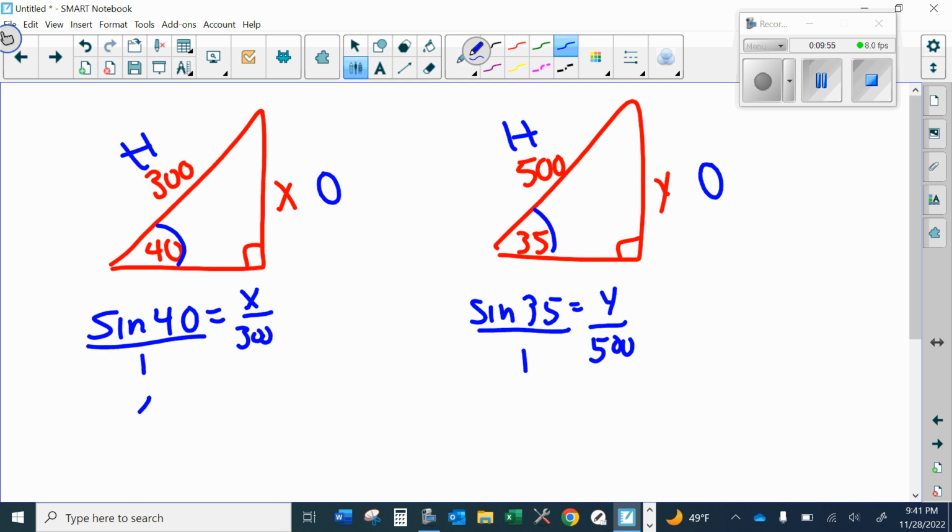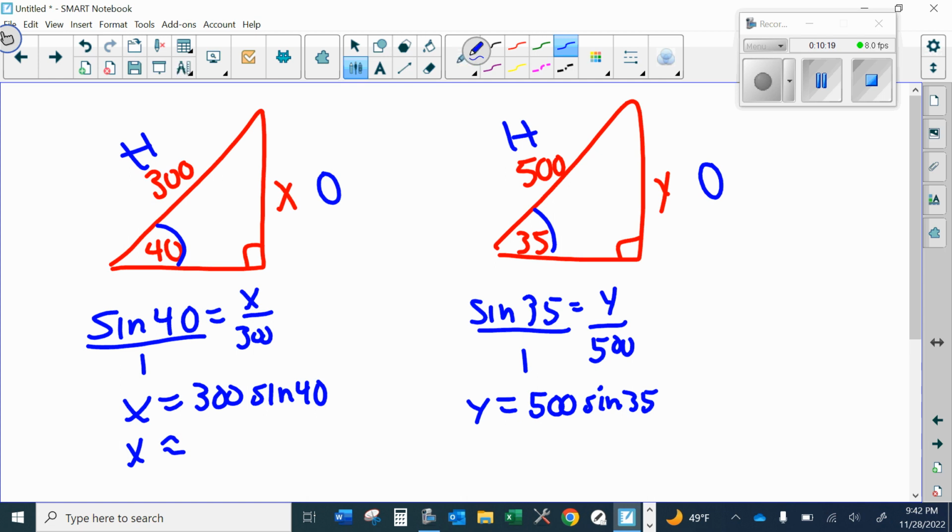Okay, just cross multiply, I get X equals 300 sine 40. Y equals 500 sine 35. Okay, and I didn't write down what they wanted you to round it to. So let's go to the nearest tenth.